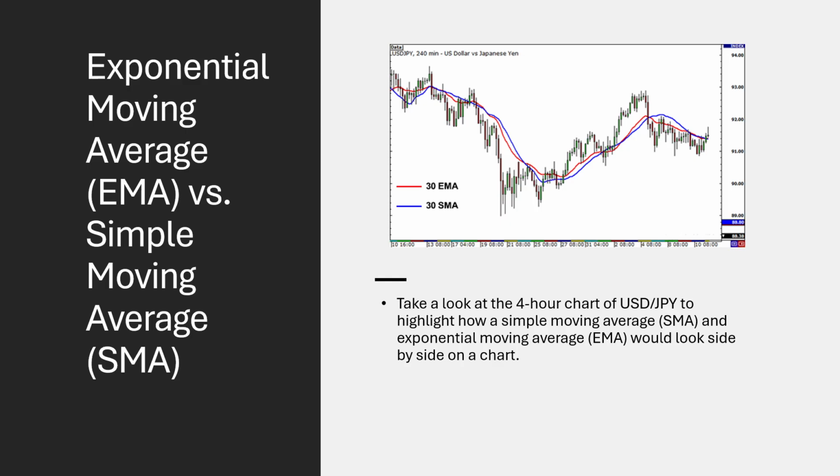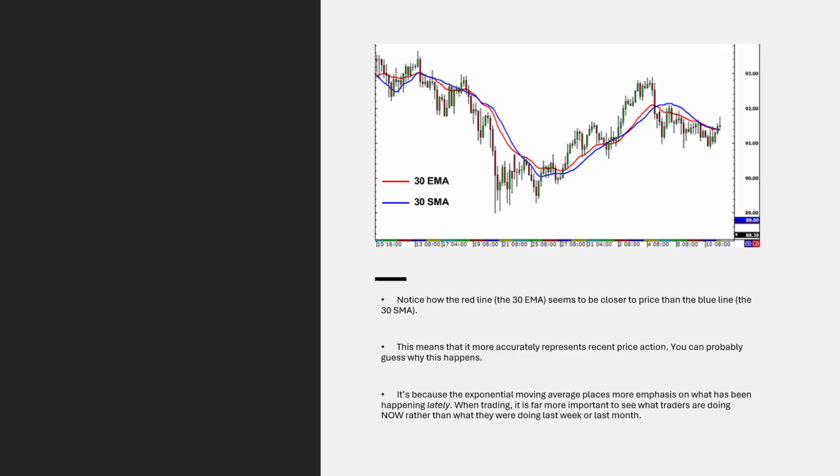Exponential moving average versus simple moving average. Take a look at the 4-hour chart of USD JPY to highlight how a simple moving average and an exponential moving average will look side by side on a chart. Notice how the red line, the 30 EMA, seems to be closer to price than the blue line, the 30 SMA. This means that it more accurately represents recent price action.